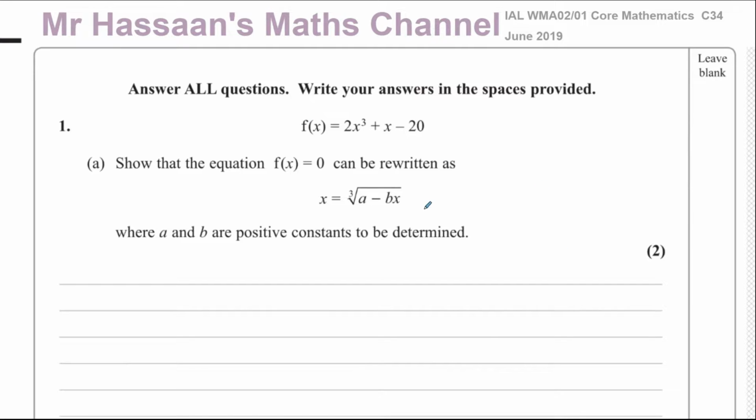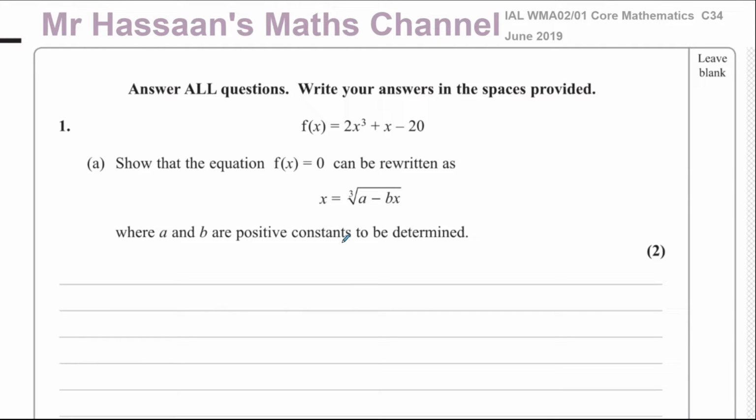So first of all, we're given this equation f of x equals 2x cubed plus x minus 20. And they're asking us to rewrite the equation f of x equals 0 in the form x equals the cube root of a minus bx, where a and b are positive constants to be determined. Basically they're getting us ready in this question to find the root or roots of this equation, f of x equals 0. That's where this process of iteration will help us, as we'll see in a few minutes.